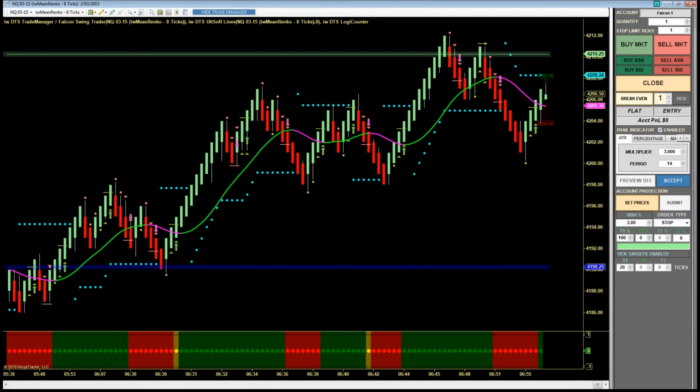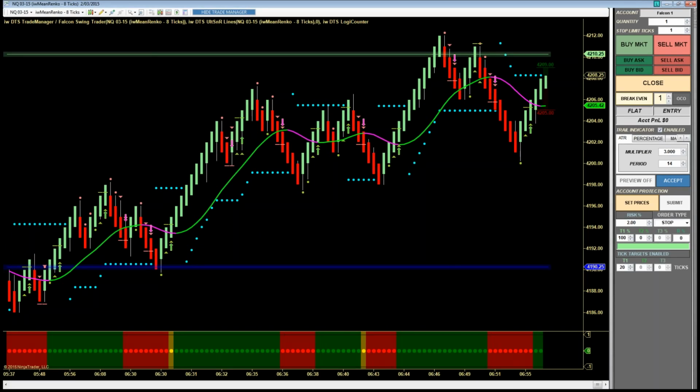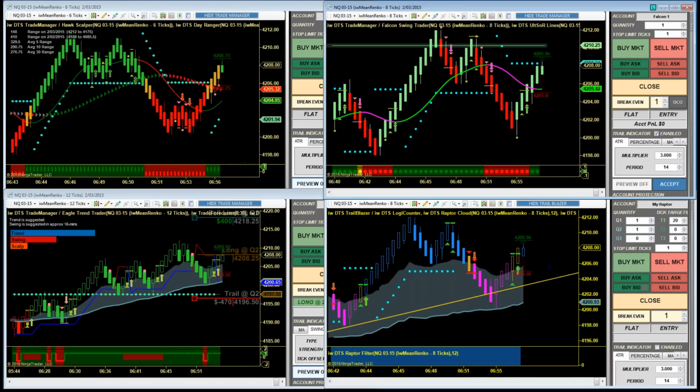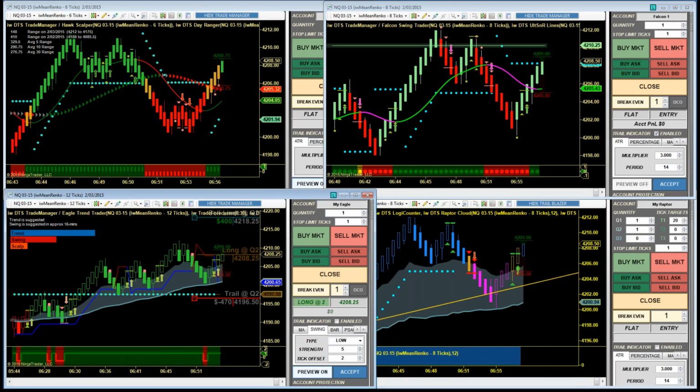Working on a trend change or a possible trend change here in the Falcon, but even the Falcon, look at our filter. Look at how it's breaking up. It still has a bit of an upward bias to it, but some very deep retracements and a lack of follow through one way or the other.